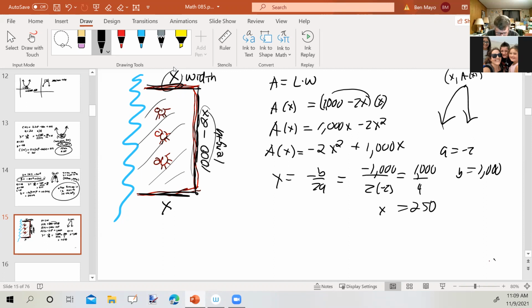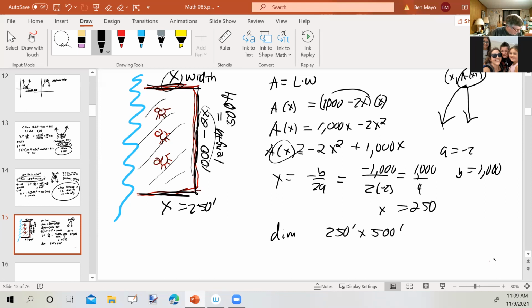Now, it asks for the dimensions. So this would be 250 feet. 1,000 minus 2 times 250, 1,000 minus 500, this would be 500 feet. So the dimensions are 250 feet by 500 feet. It didn't ask for the maximum area, but if it did, I would either find A of 250, or I could just take 250 times 500 to find the maximum area, okay? This particular problem, it didn't ask for it. Any questions on that one? All righty.